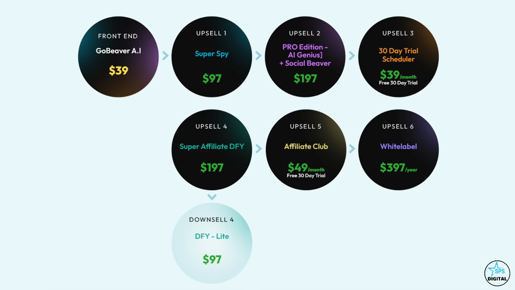OTO 5, Affiliate Club, 30-day free trial, then $49 a month. After your trial month, the Affiliate Club renews at $49 a month. Details are sparse, but expect ongoing resources and community perks aimed at affiliates.